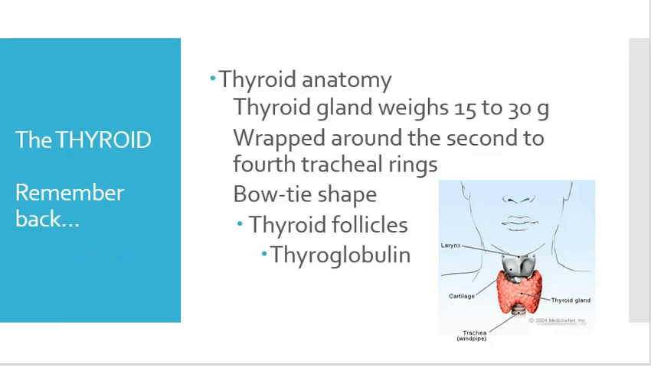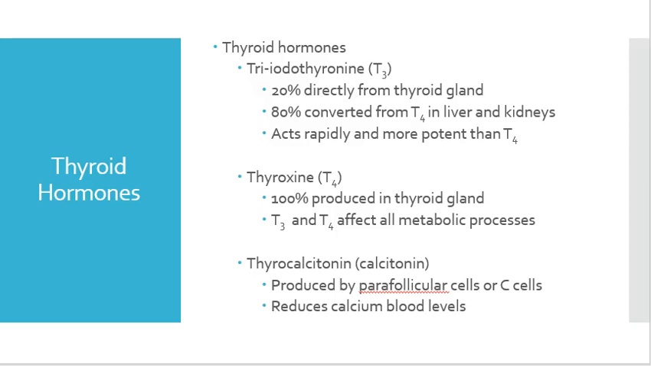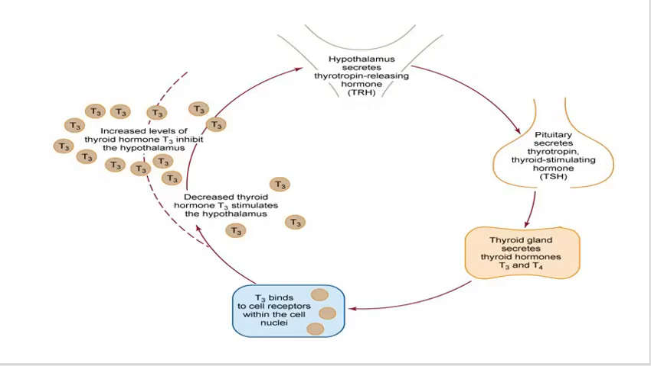So our thyroid hormones, again, which are important to remember, are our T3 and our T4. And then we also have our thyrocalcitonin or calcitonin. This next slide is the hypothalamus-pituitary-thyroid feedback loop, regulated synthesis and secretion of thyroid hormones. This is what it does. It helps to really regulate and synthesize and secrete thyroid hormones.